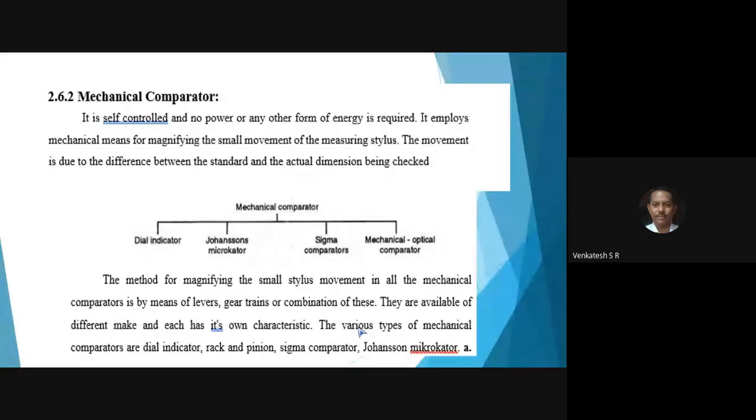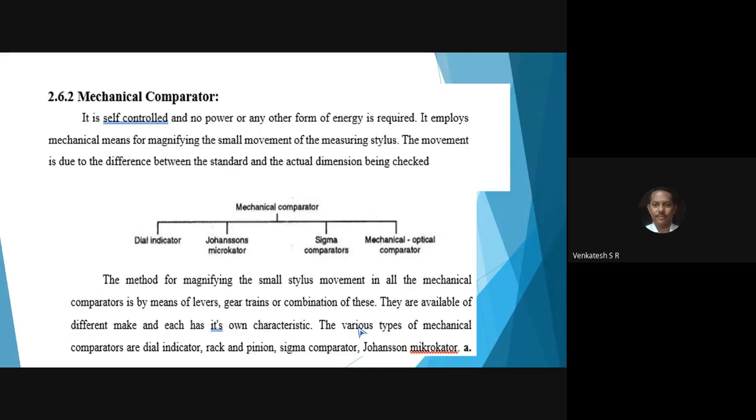Next, come to the point, sigma comparator. Say, sigma comparator is one comparator where the same way you can measure the surface roughness using sigma comparator. Next, mechanical optical comparator. Here also, say mechanical means here you have rack and pinion, gear, spring, worm gear, and optical. Light, lens, mirror are used in the comparator. For that reason, this is called mechanical optical comparator.